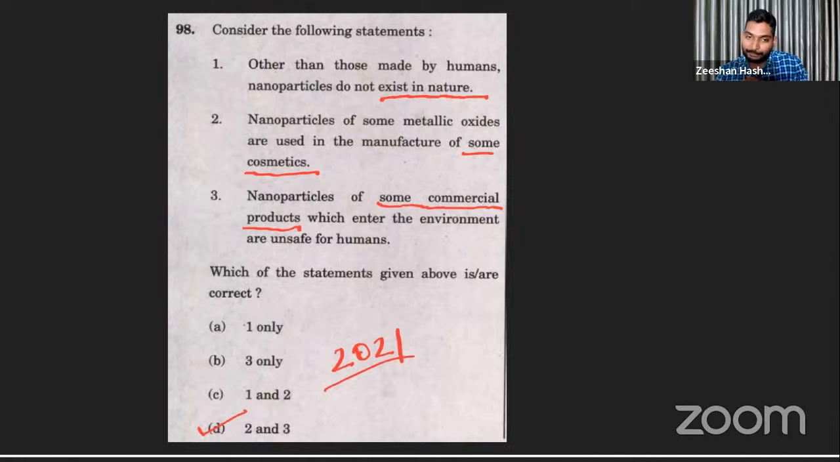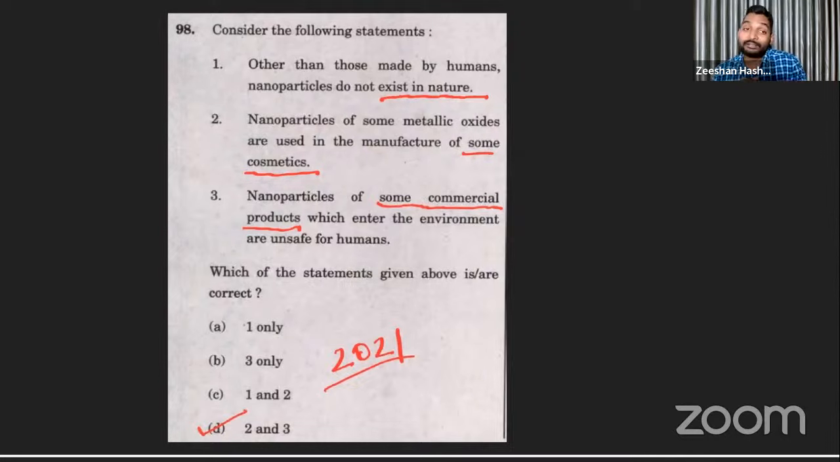Nanoparticles of some commercial products which enter the environment are unsafe for humans. Now, it is about some commercial products. It is not being said that all commercial products are bad. Probably a few are bad, or they may not be bad, we don't know. So in statement 2 and statement 3, we are taking that risk. We are assuming them to be correct.